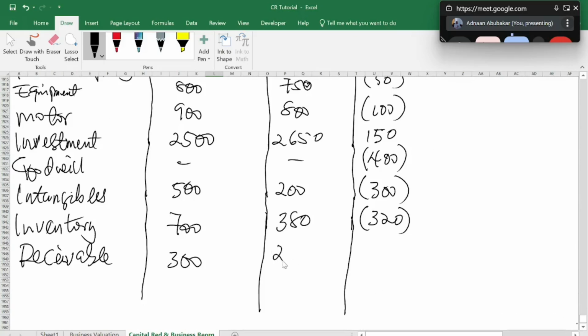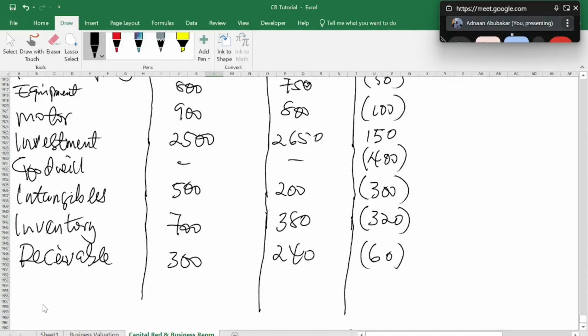So 240. Is it negative or positive? This one gives you negative. So how much? 60. And what again? Then we are done with the assets.